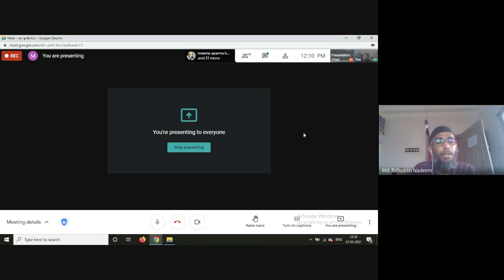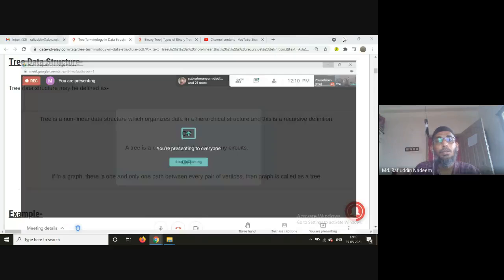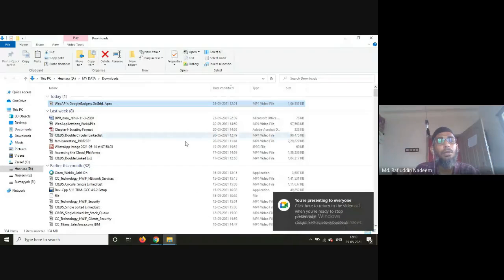Today we will start our discussion about the nonlinear data structures, and we'll start our discussion about trees. I will introduce you to one type of tree, the binary tree, today. In the previous classes, we have discussed the various kinds of data structures we generally have.